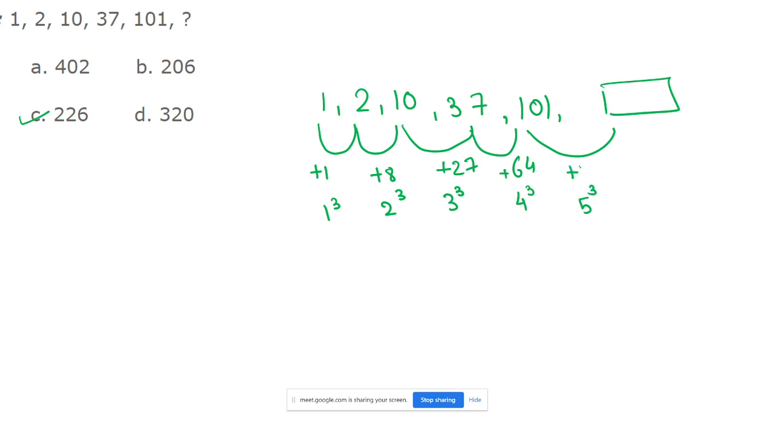So here it is plus 125. Hence the answer must be 226. The pattern was easy, unless you don't know what the cubes are, nothing else. Right? Okay. Is it fine? Everyone okay with this pattern?